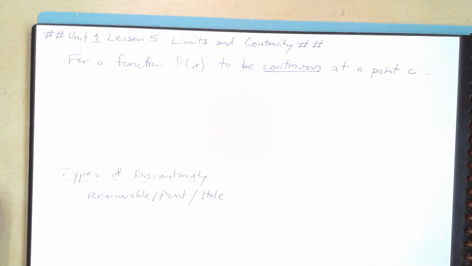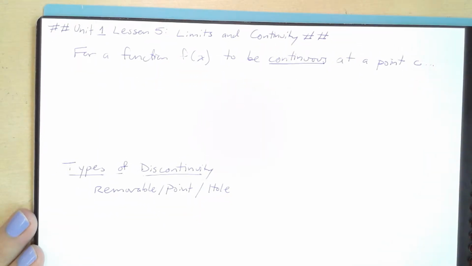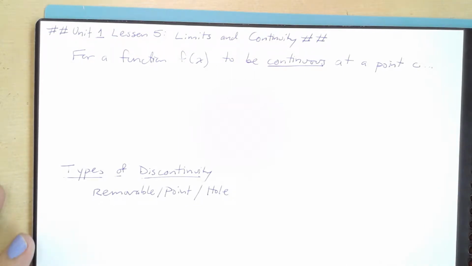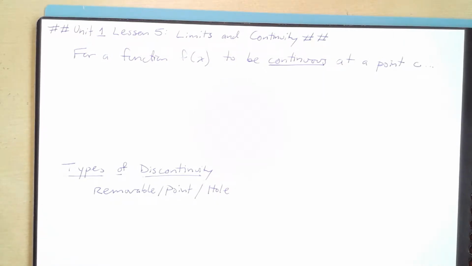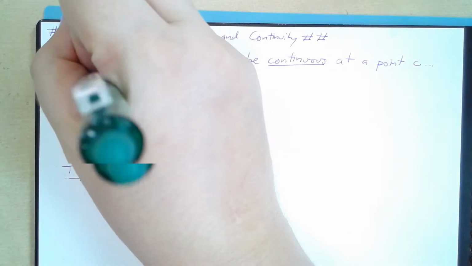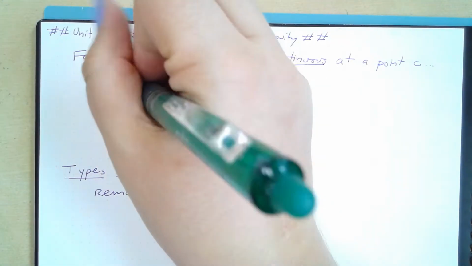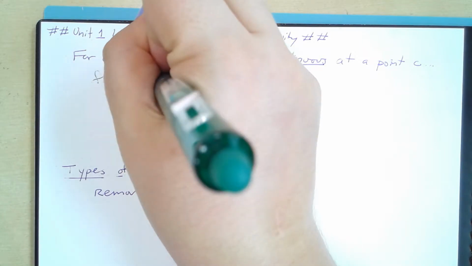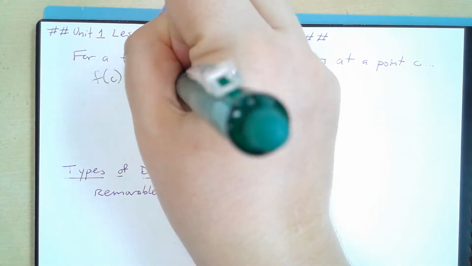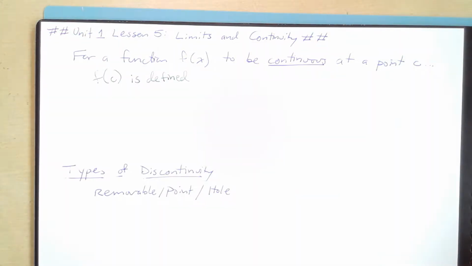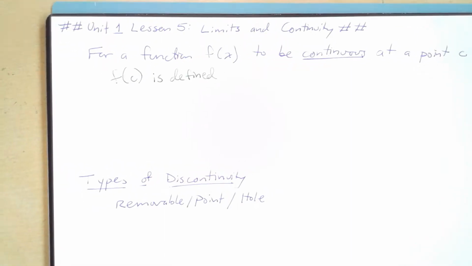Limits and continuity, and actually this is a topic that you have already become familiar with, whether you really realized it or not, just as we've been talking about limits. But basically, for a function f of x to be continuous at a point c, three things need to happen. First of all, f of c needs to be defined. So f of c is defined, meaning that there is a value at f of c.